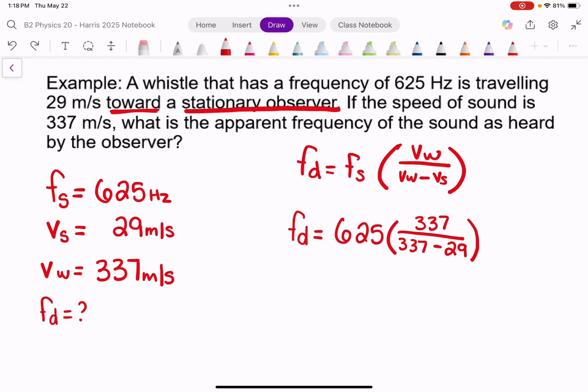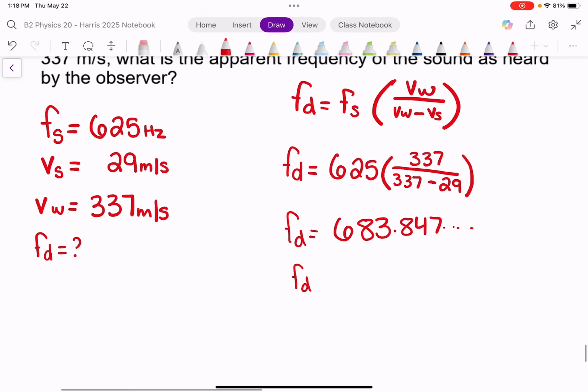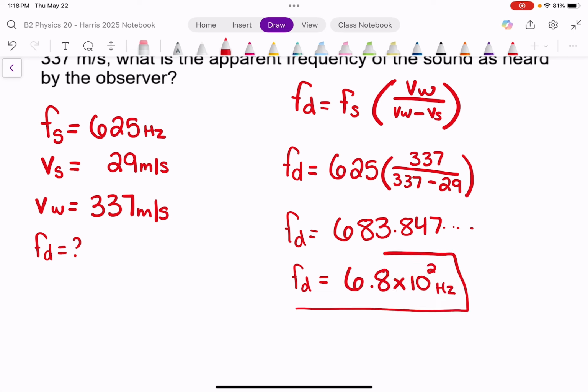The answer I get in my calculator, 625. You guys should be typing it into your calculator too. So I get my fD is equal to 683.847, and so on and so forth. With 2 sig digs is what I want. My fD is equal to 6.8 times 10 to the 2 hertz. This is the frequency that I think I'm going to be hearing as the observer.